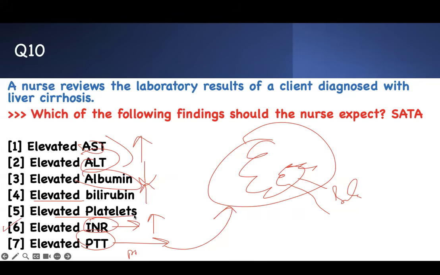Your platelet is supposed to go down because of the effect on the spleen. You have a bigger spleen and it chews up your platelets. So this goes down, bilirubin goes up, albumin goes down, AST goes up, ALT goes up. So 1, 2, 4, 6 are your right answers.